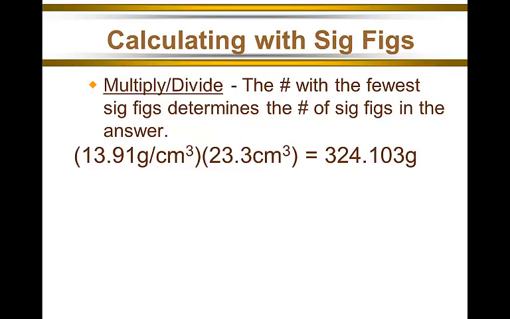The rule says the number with the fewest significant figures determines the number of significant figures in the answer. Whoa, wow, that's a lot. Sorry, I tried to read as fast as possible. So, for instance, there's 4 significant figures here, and 3 significant figures here. The fewest, which is 3, is going to determine the sig figs in the answer, which means our answer can only have 3 sig figs.